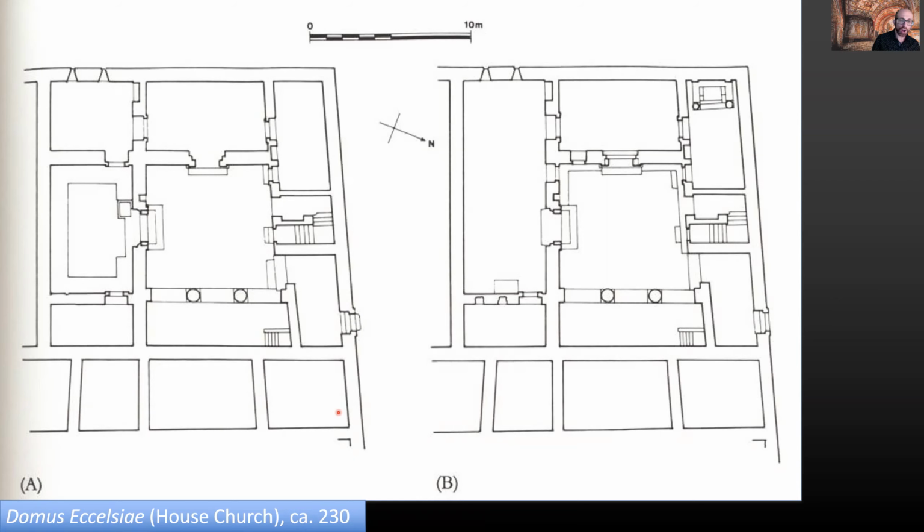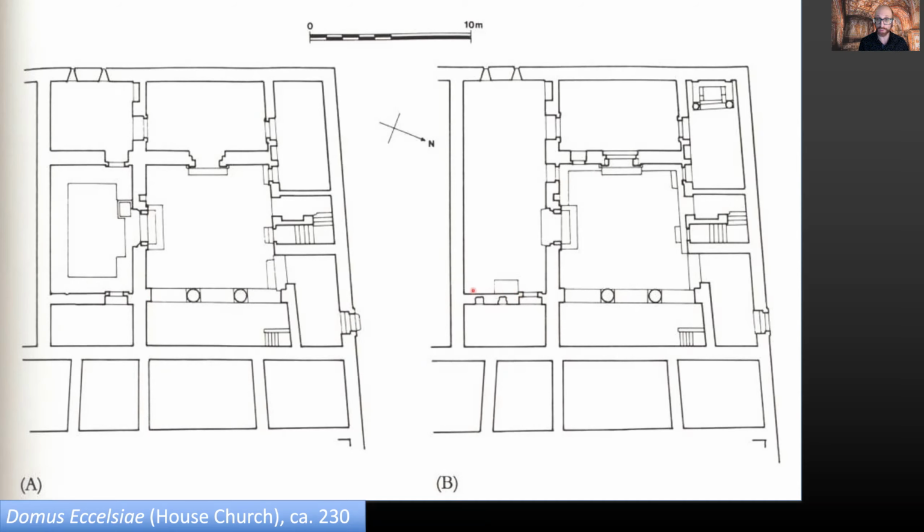And what you can see here are two diagrams of the space before and after it was renovated. Because the thing is, before it was a church, it was a house. That's why we call it a house church. On the left is when it was a house, and on the right is as it was modified. You can see they only made a few changes. So this wall that's here is gone here. And then they've added a little space here.